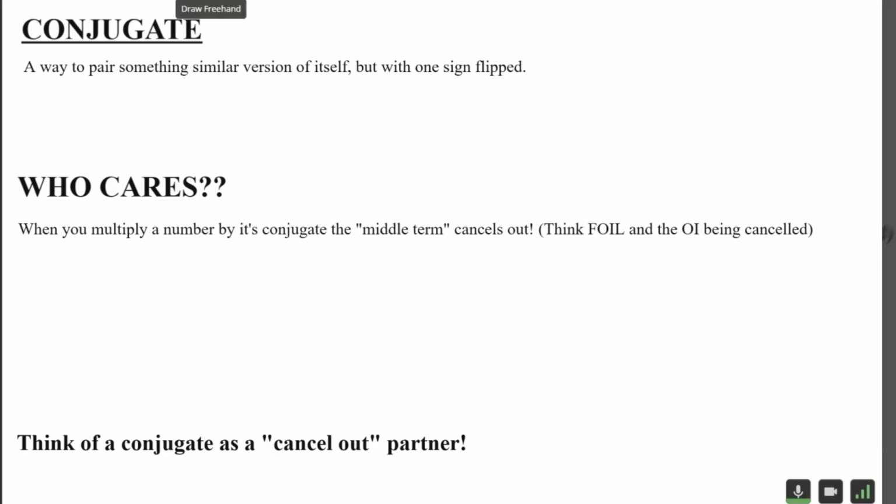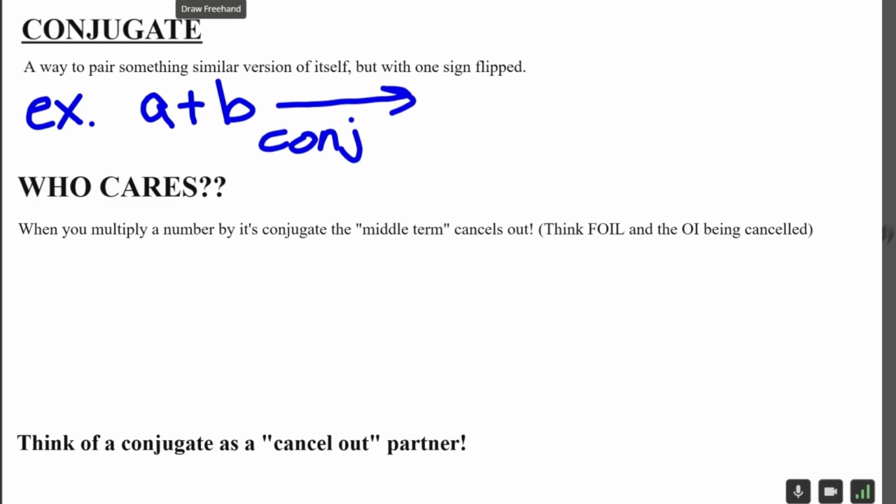Here's an example. Say I have the term A plus B, just a general expression with the terms A and B and the plus sign between them. Well, its conjugate would be something very similar to it, A minus B.